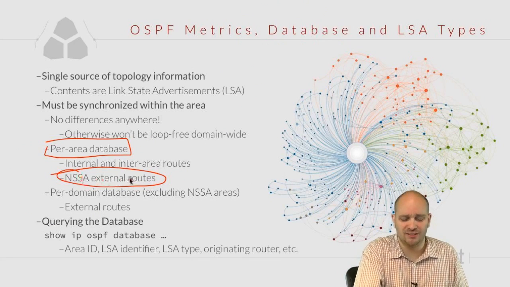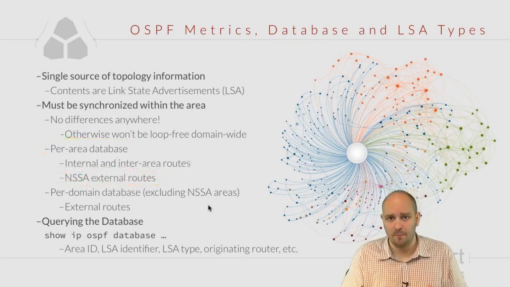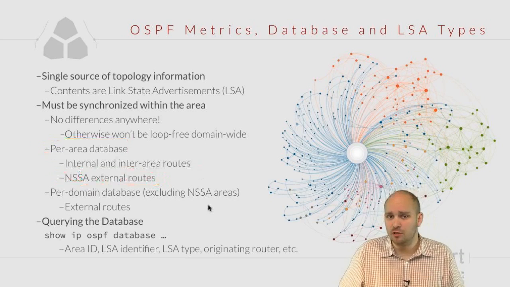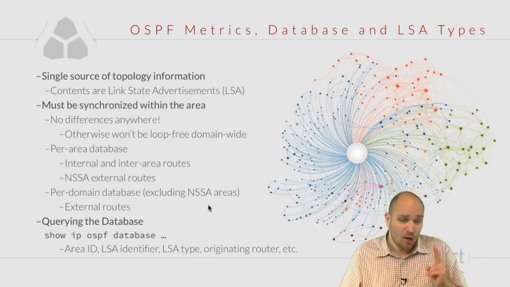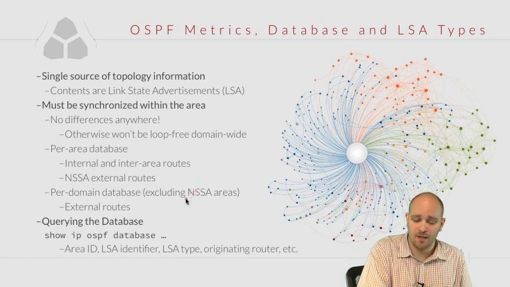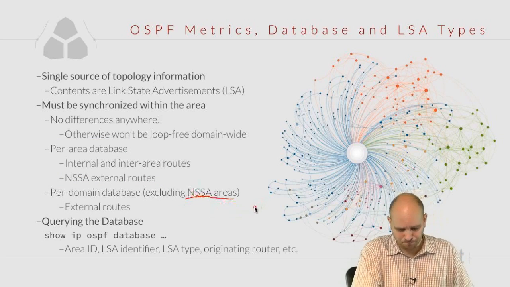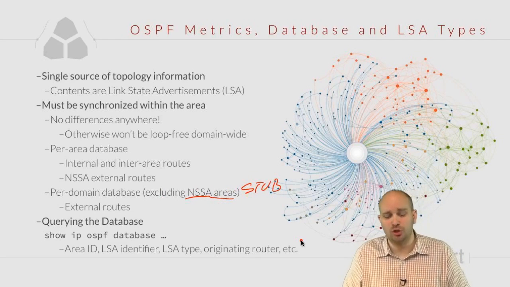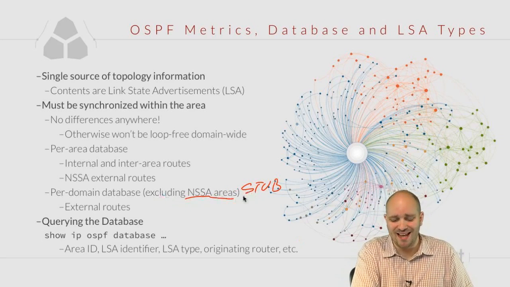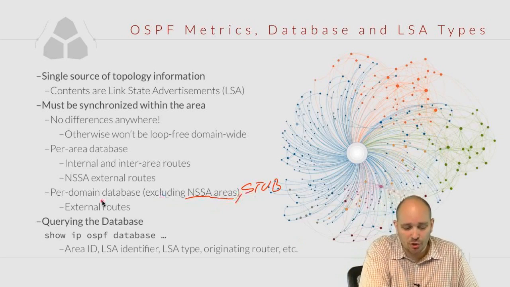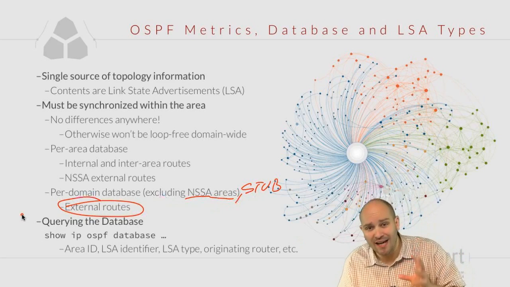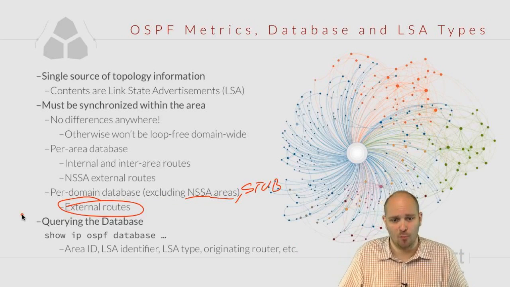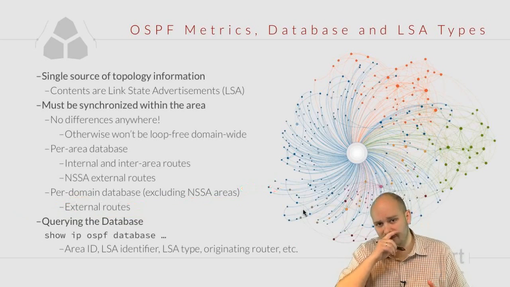So NSSA routes do not exist outside the per area databases. However, there is one database that is global for the entire OSPF domain, with two exclusions: NSSA areas and, I forgot to write it down, also stub areas. So excluding NSSA and stub areas, external routes are global. They are kept in one single database for the entire OSPF domain. So how can we look at this information?